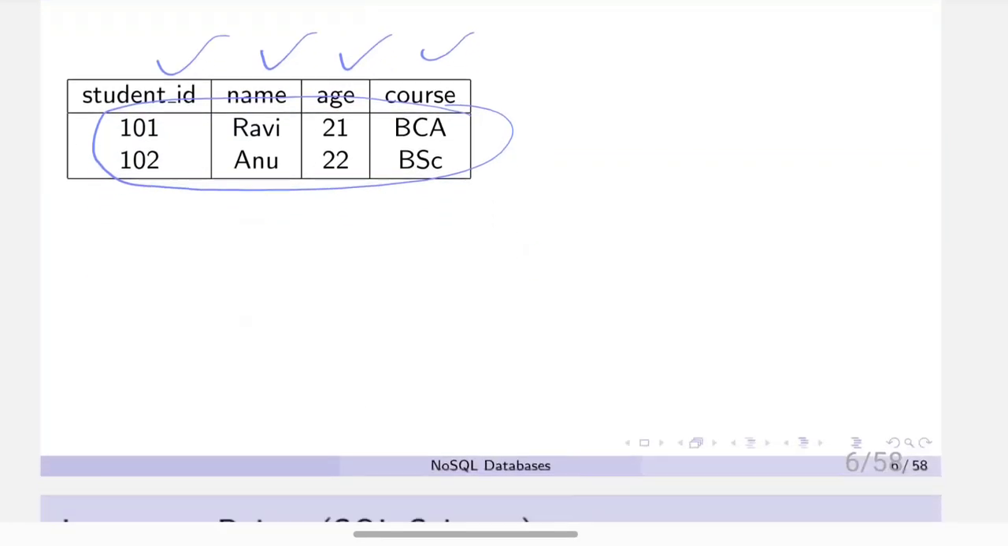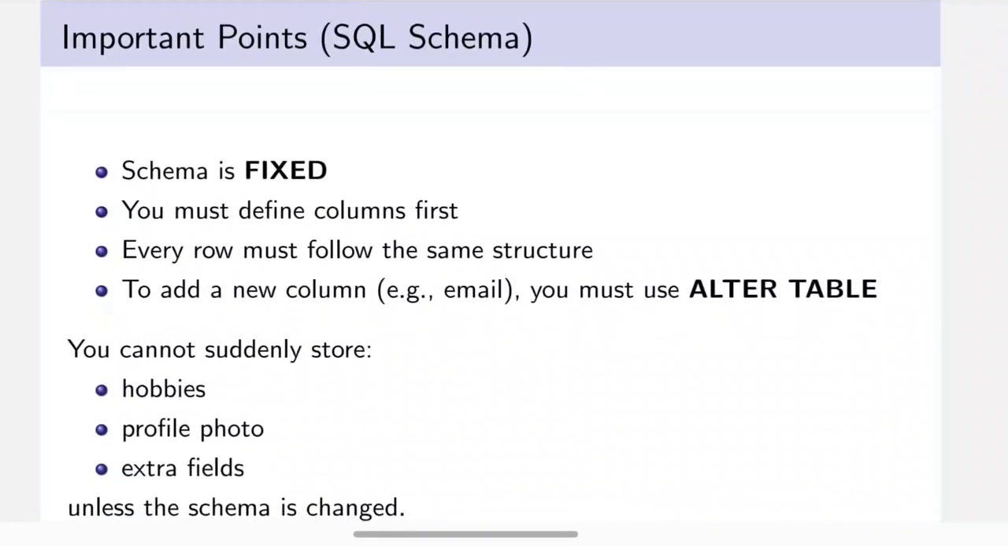Some important points in SQL schema. The schema is already fixed; that is what you need to remember. You must define columns first. Every row must match the same structure. For example, if you suddenly want to add something new like email address, hobbies, or profile photo, you cannot simply add it for one student. It is not for Sanya, it is not for Lavanya. You must change the entire table using commands like ALTER TABLE.